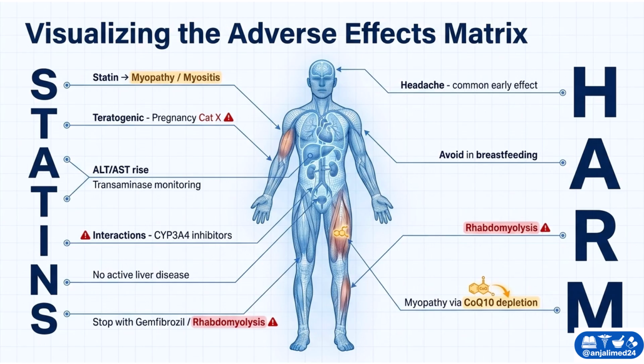T for drug interactions, especially CYP3A4 inhibitors. I for avoidance in active liver disease. N, never combine with gemfibrozil, risk of rhabdomyolysis, and S for severe complications including rhabdomyolysis. And don't forget the core mechanism, coenzyme Q10 depletion leading to mitochondrial dysfunction and muscle injury. If you remember this framework, you won't just answer the MCQs, you will think like a clinician.